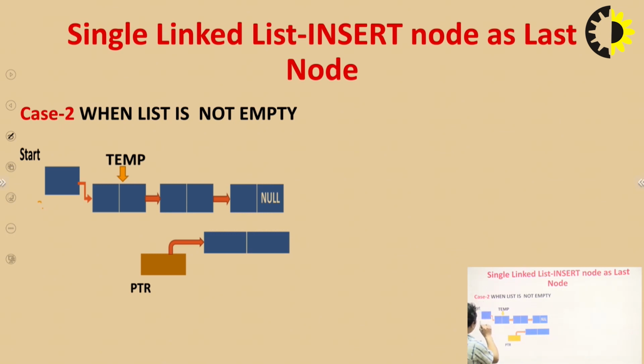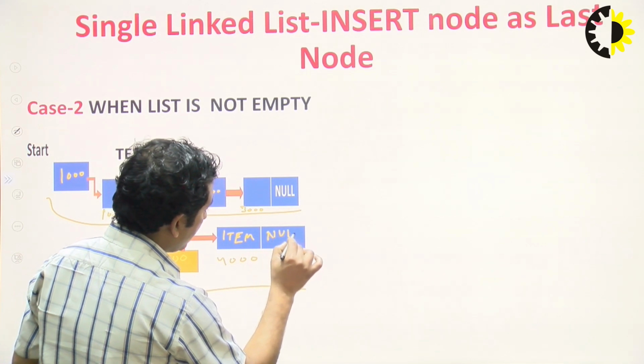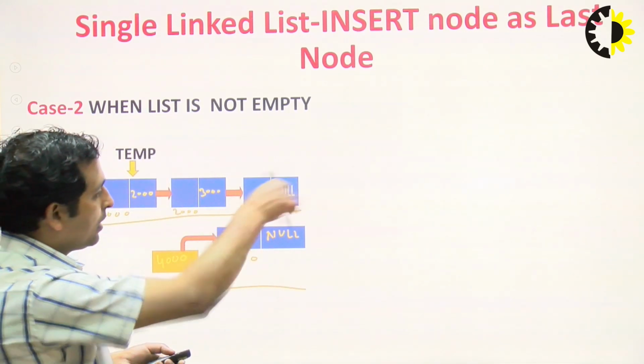List is not empty means the list is in this manner and we are going to insert a newly created node at the last position. So just see here, we have 1000, here 2000, the address of this is 2000, here 3000, and this 3000 address is kept in the previous node, and this is the last node. At the last, let the address of the new node be 4000, kept in the PTR pointer, and null here. We are preparing the new node to insert at the last position.